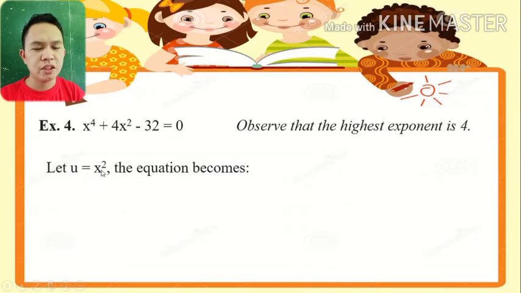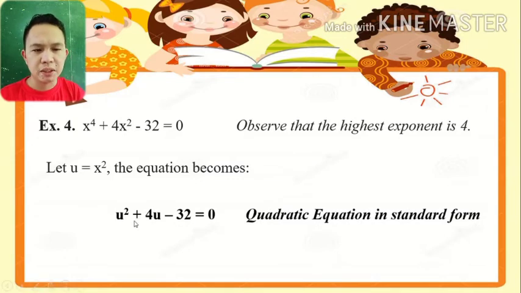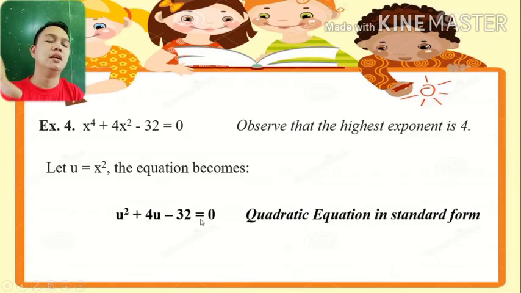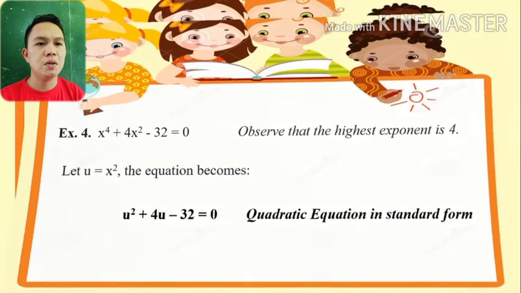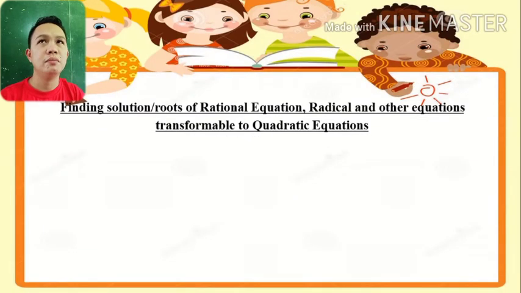So, ibig sabihin, yung katumbas ni u is x squared. Okay. So, the equation will be, or ang equation natin ay magiging u squared plus 4u minus 32 is equal to 0. Bakit? Kasi si u, katumbas niya x squared. Yung x to the 4, dalawang x squared yan. So, u, dalawang x squared is squared plus 4, then x squared minus 32 equals to 0. So, yan yung standard form. So, alam na ninyo on how to transform radical, rational, and other equations into quadratic equation.